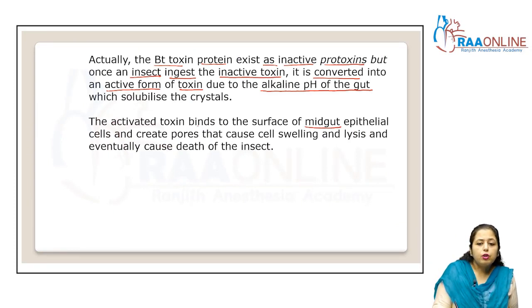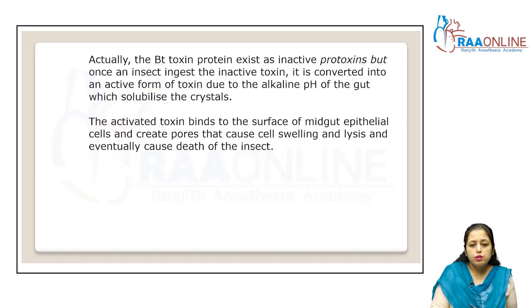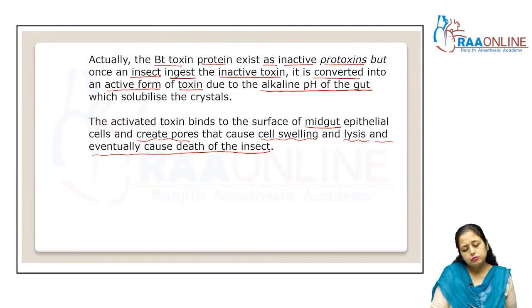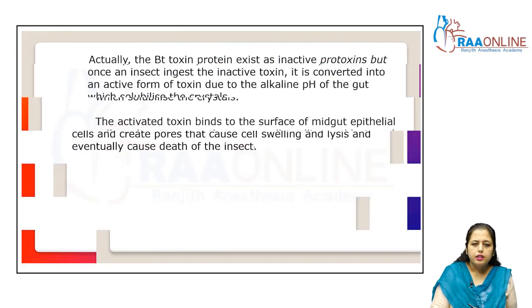The activated toxin binds to the surface of the midgut epithelial cells and creates a pore that causes the cell swelling and lysis, and eventually this causes the death of the insects. So in that manner, the Bt toxin acts as an insecticide.